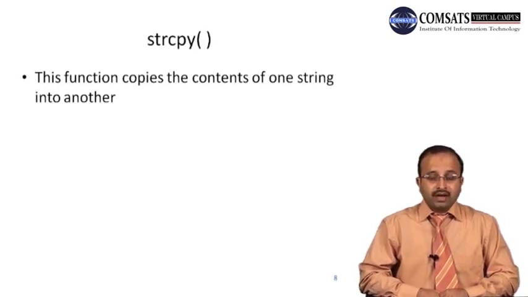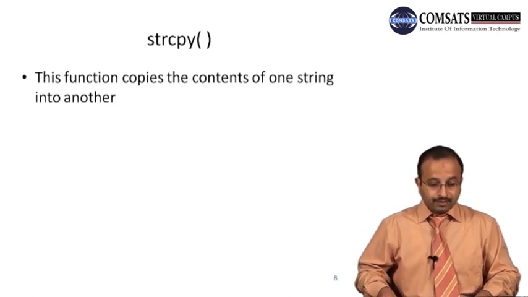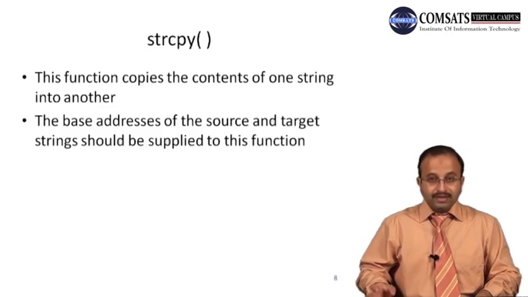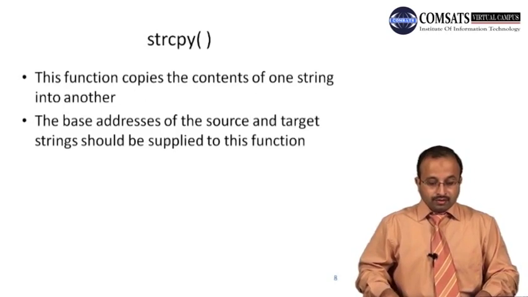Let's say we have a string s1 and s2. I cannot write s1 is equal to s2 semicolon. It will not copy all the content of s2 into s1. Rather, it gives me an error. I have to use a function, the string copy function, to copy the content of one string into another string. The base address of the source and the target string should be supplied to this function. The source string is the string from which you are going to read, and the target string is the string where you are going to write. That is what copying is: you read from one place and write to another place.